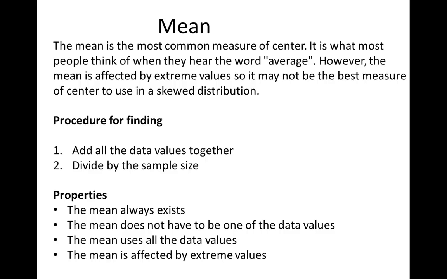The mean is the most common measure of center. It is what most people think of when they hear the word average. However, the mean is affected by extreme values, so it may not be the best measure of center to use in a skewed distribution.